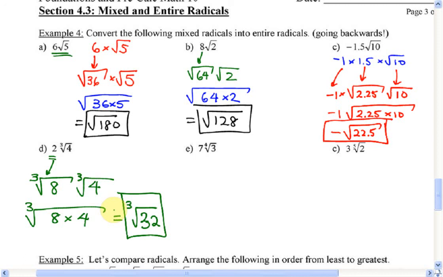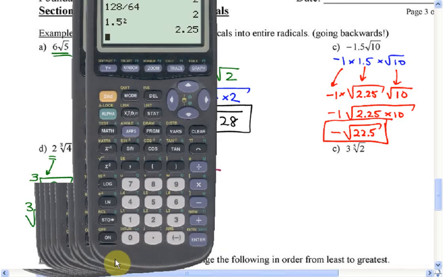All right, let's do E together, and I'll let you try F on your own, okay? You see this is the fourth root? So I'm going to ask you to change the 7 into a fourth root. I don't know how to do this one without the calculator, so I'll use my calculator. Can someone help me out? What should I do with my calculator?